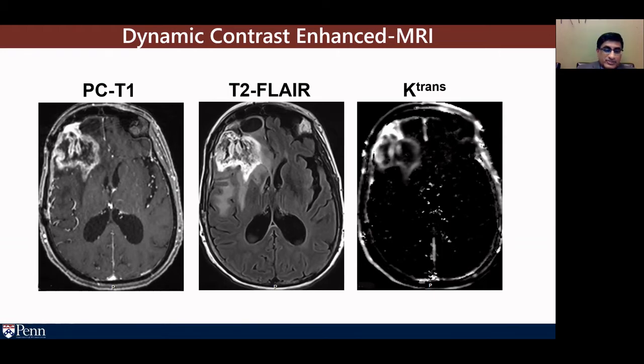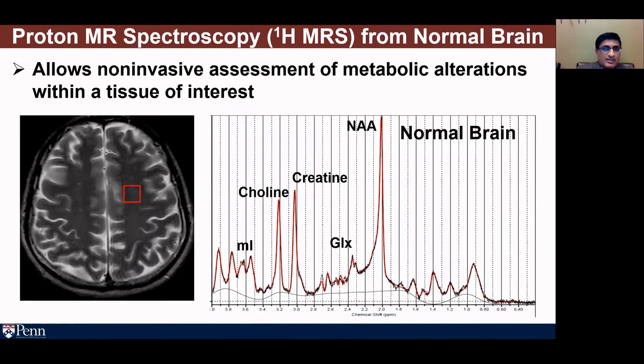Okay, and both CBV and K-trans are also putative markers of angiogenesis. Whenever there is angiogenesis, generally we see increased CBV and increased K-trans. And then there's another technique called proton MR spectroscopy. This allows non-invasive assessment of metabolic alteration within a tissue of interest. Essentially, it gives information about the tumor metabolism.